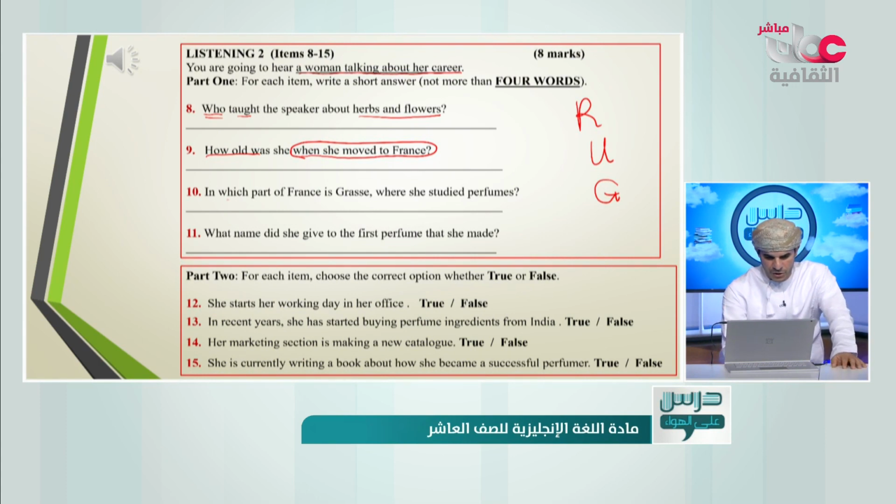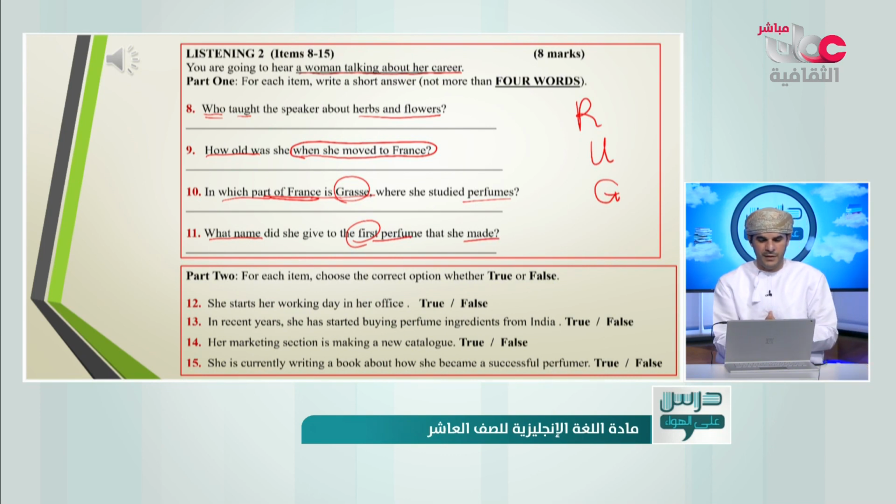Number 10, in which part of France? So what part of France is Grasse, where she studied perfumes. So she studied perfumes. So the question is about this city. In which part of France? South, east, north, west. Which part? What name did she give to the first perfume that she made? So she made a perfume in a company. She gave it a name. What's that name? Could be 1 or 2 words.